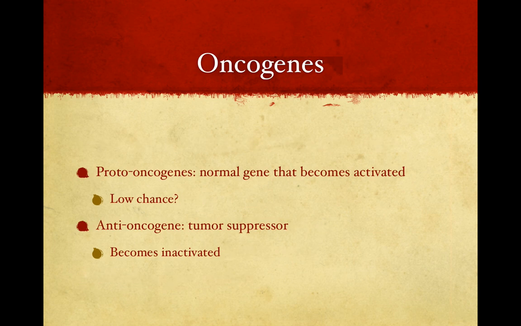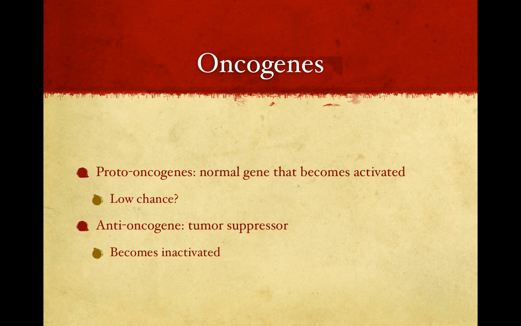So now, like I said before, genes become something very important to focus on, and this led to the introduction of the theory of oncogenes. There's two types, proto-oncogenes and anti-oncogenes. Proto-oncogenes are normal genes within the cell itself that become activated, and when they become activated, they cause cancer.